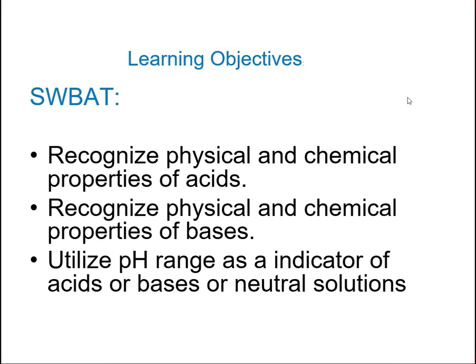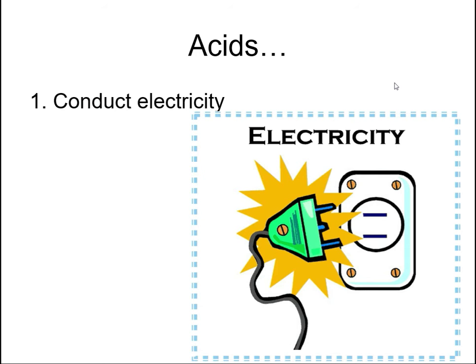So our objectives today are to recognize physical and chemical properties of acids and bases, and then to talk about the pH ranges and what they mean and how we can utilize them. In Chem 2, if you come next year or the year after, we will spend a lot of time digesting what the pH scale means, how it works, and mathematically how that all comes together. But today we're just going to address a little bit about the ranges and how indicators can change.